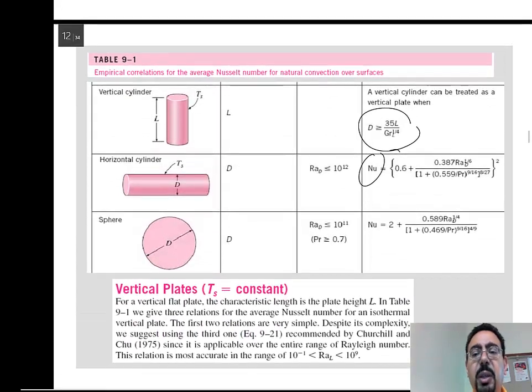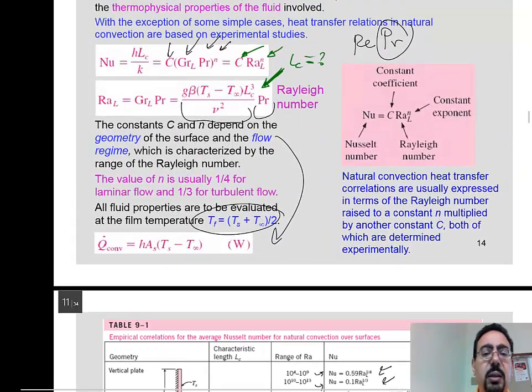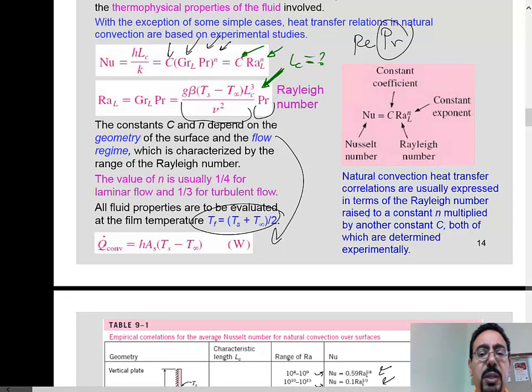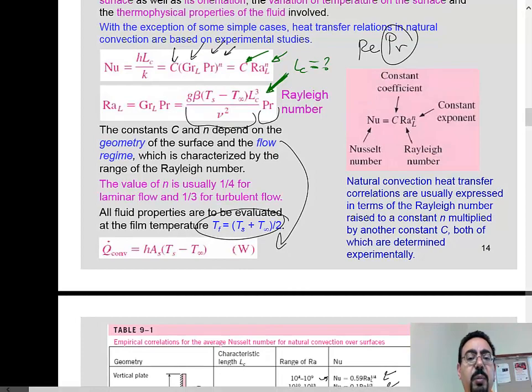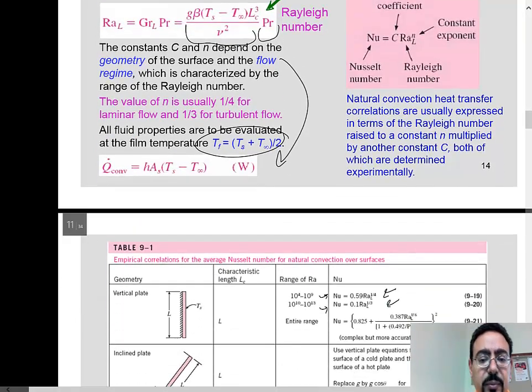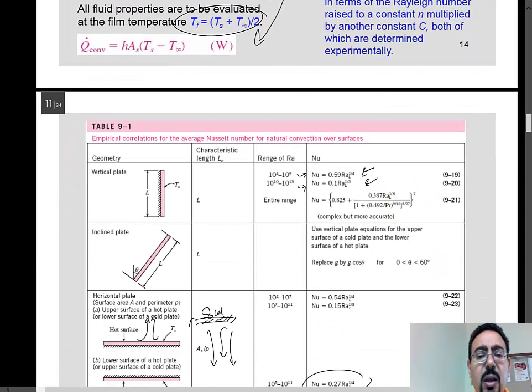He said that a cylinder can be treated as a flat plate if D is greater than 35 L divided by the Grashof number to the 1/4. So I have to get the Grashof number to make sure this works, that D is really greater than this. The Grashof number is g beta, with beta being 1 over T, times Ts minus T infinity, and so on. I need the kinematic viscosity and the Prandtl number, so I need a temperature to get those. The temperature is the film temperature, Ts plus T infinity over 2. Once I have the film temperature, I can get my nu and Prandtl. That L is the characteristic length of the problem.